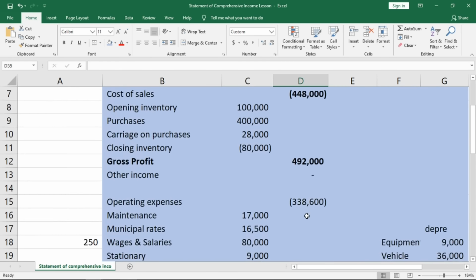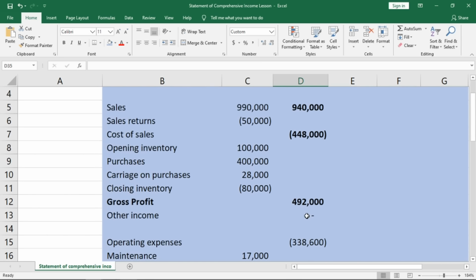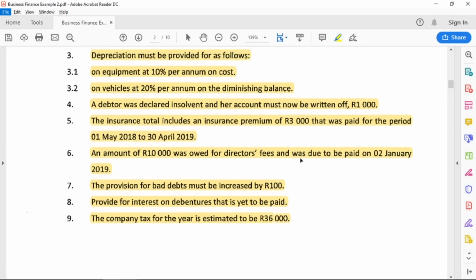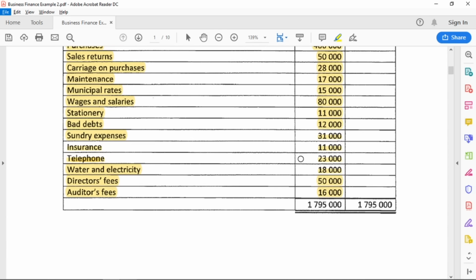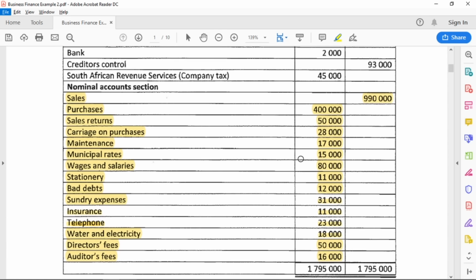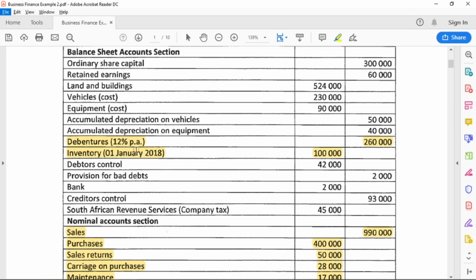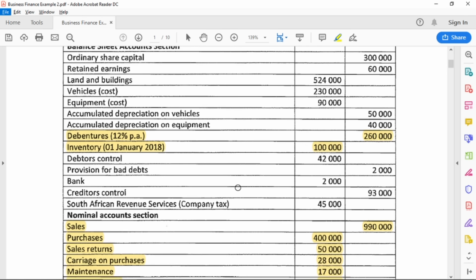So you can see how simple it is to do the statement of comprehensive income when you're given the pre-adjustment trial balance and additional information. Very important tips. When you're asked to do the statement of comprehensive income or the statement of profit and loss and other comprehensive income or the income statement, they will use those names. Remember, you look at the nominal account section because that's where your incomes and expenses are. And then you may need to go up to the balance sheet account section, because you'll need to calculate your depreciation using your vehicle cost and equipment cost and the accumulated depreciation depending on the method you're asked to use, and also your long-term loan interest or your debentures interest. Remember, you will find them on the balance sheet section.